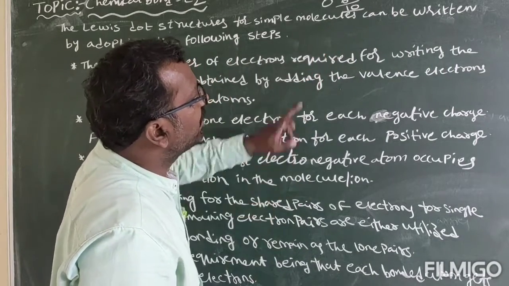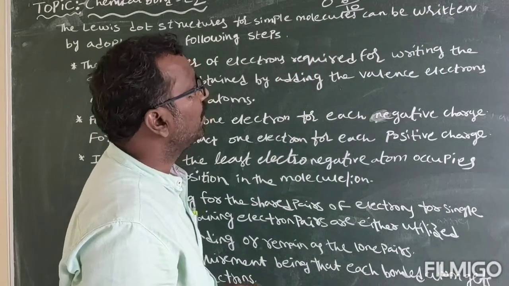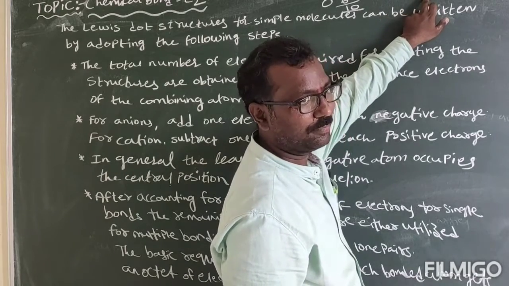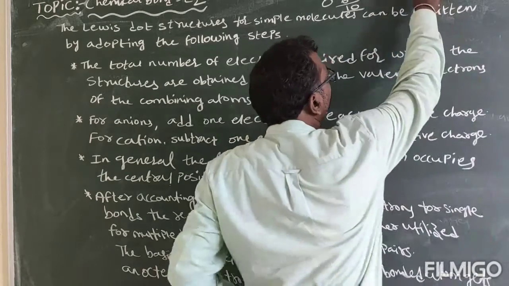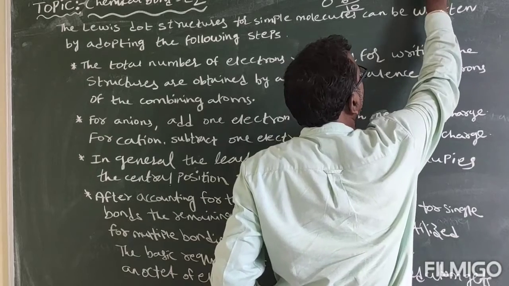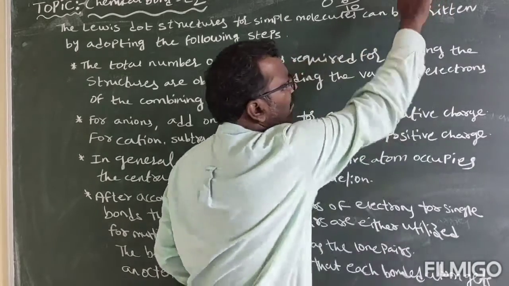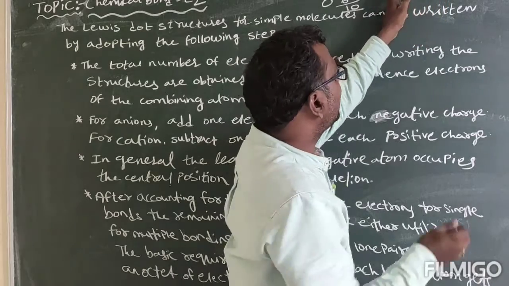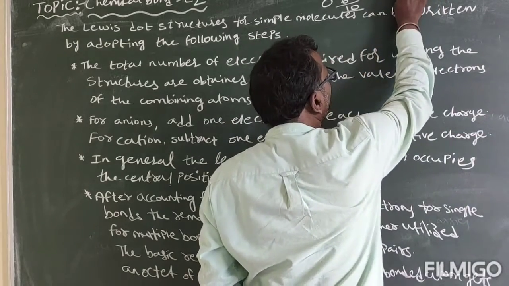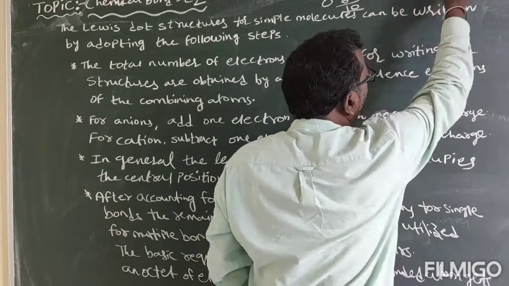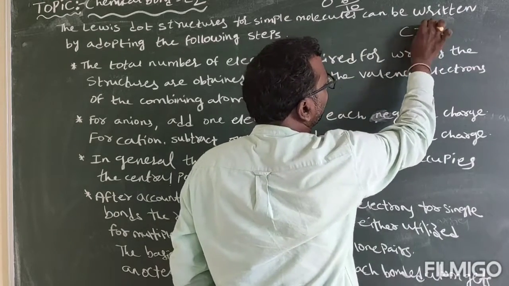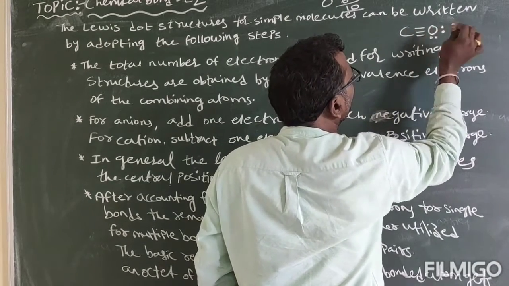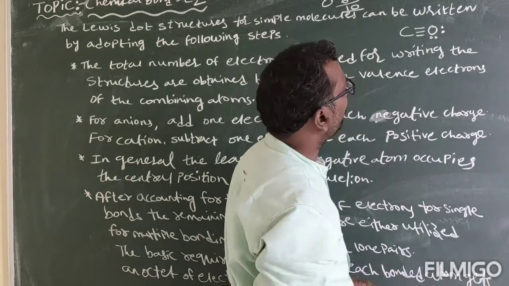Carbon needs how many? 4 electrons. See here, already 2 are bonded. Still, one more I am bonding. So how many does carbon finish with now? 6 electrons, but still 2 are required. So this is the structure of carbon monoxide, meaning a triple bond with this. So now what will we do?